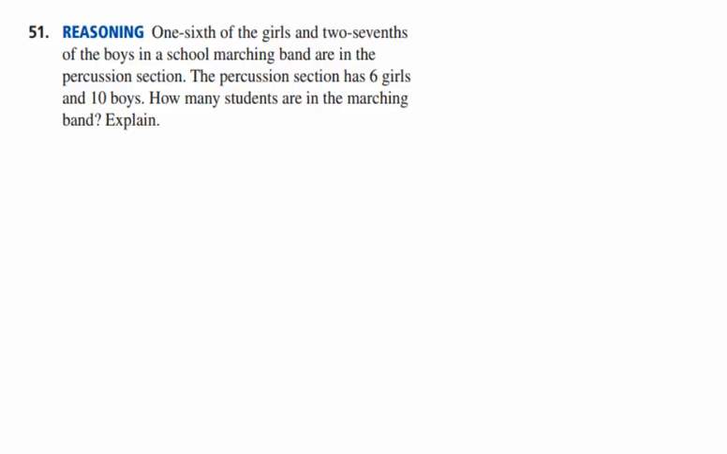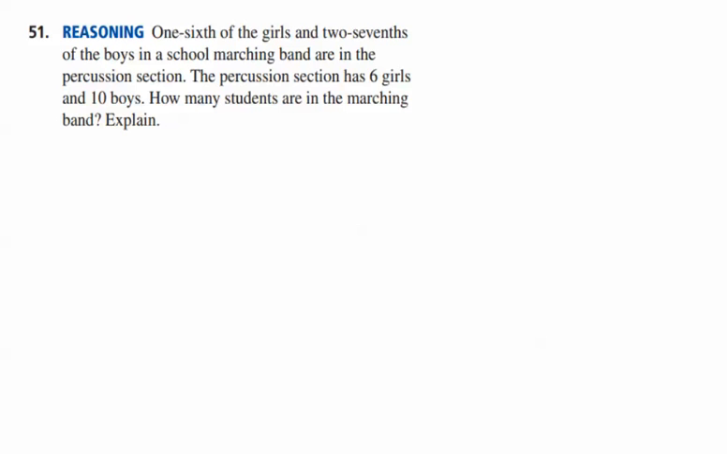In problem number 51, it says 1/6 of the girls and 2/7 of the boys in a school marching band are in the percussion section. The percussion section has 6 girls and 10 boys. How many students are in the marching band? Explain. Well, there are at least two ways to look at this problem, and it is a little complicated.